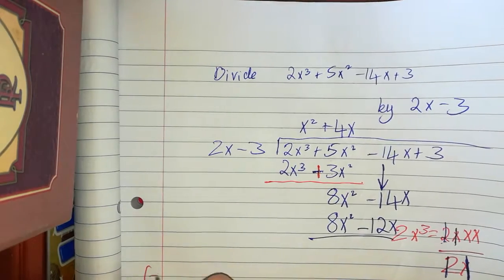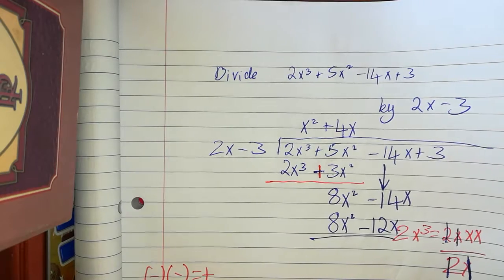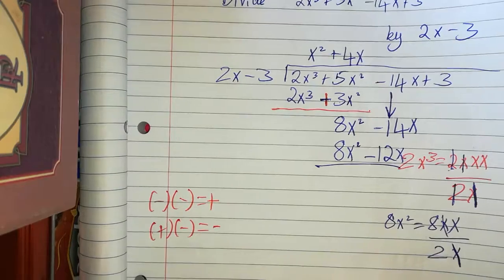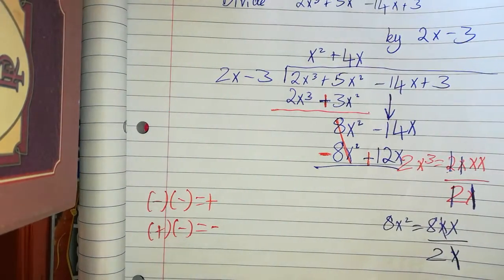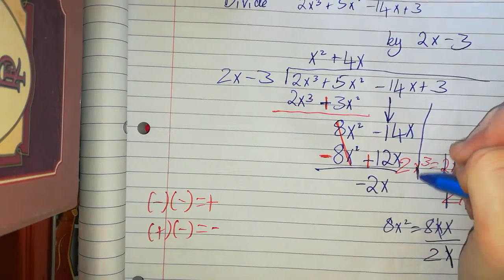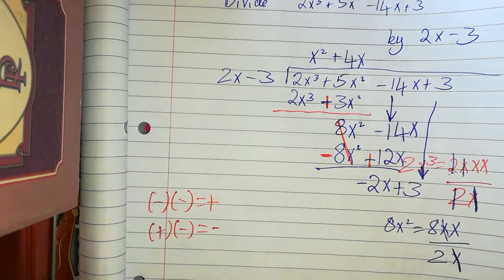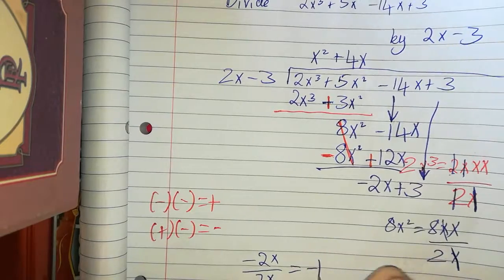So if I have a minus and then I put another minus, it'll become a plus, but if I have a plus and I multiply it by a minus, it'll be a minus. So the signs will change. So this becomes a minus, this becomes a plus, so this cancels, and then I have a minus 2x. And then I'm going to bring down my plus 3 from up here. So then it's minus 2x divided by 2x. So minus 2x divided by 2x, well, that's just going to be minus 1.